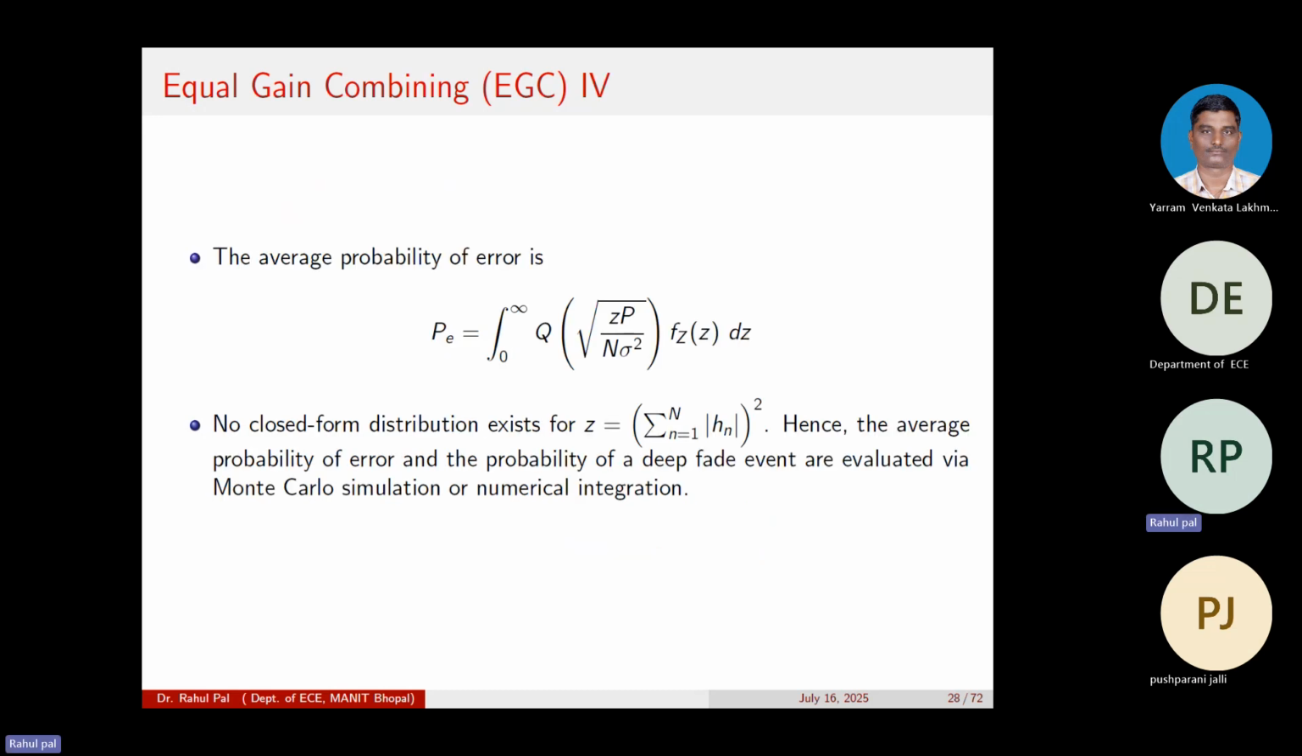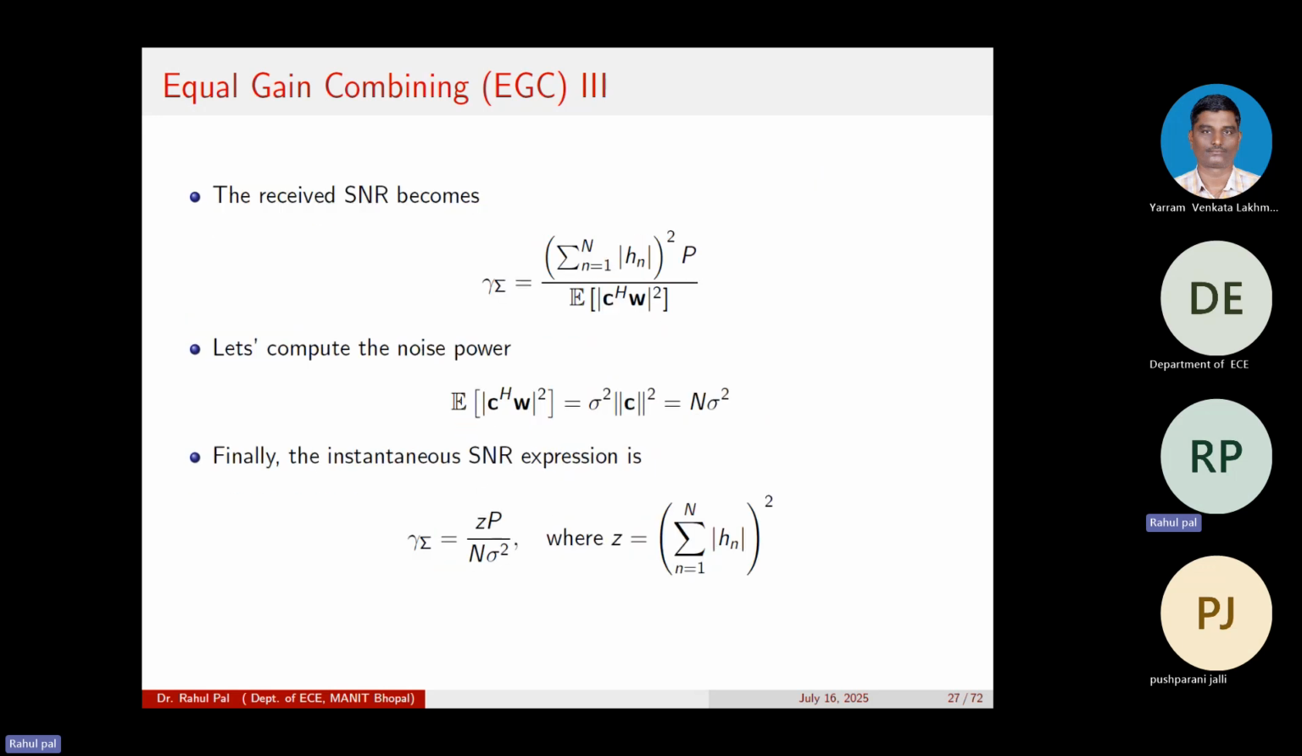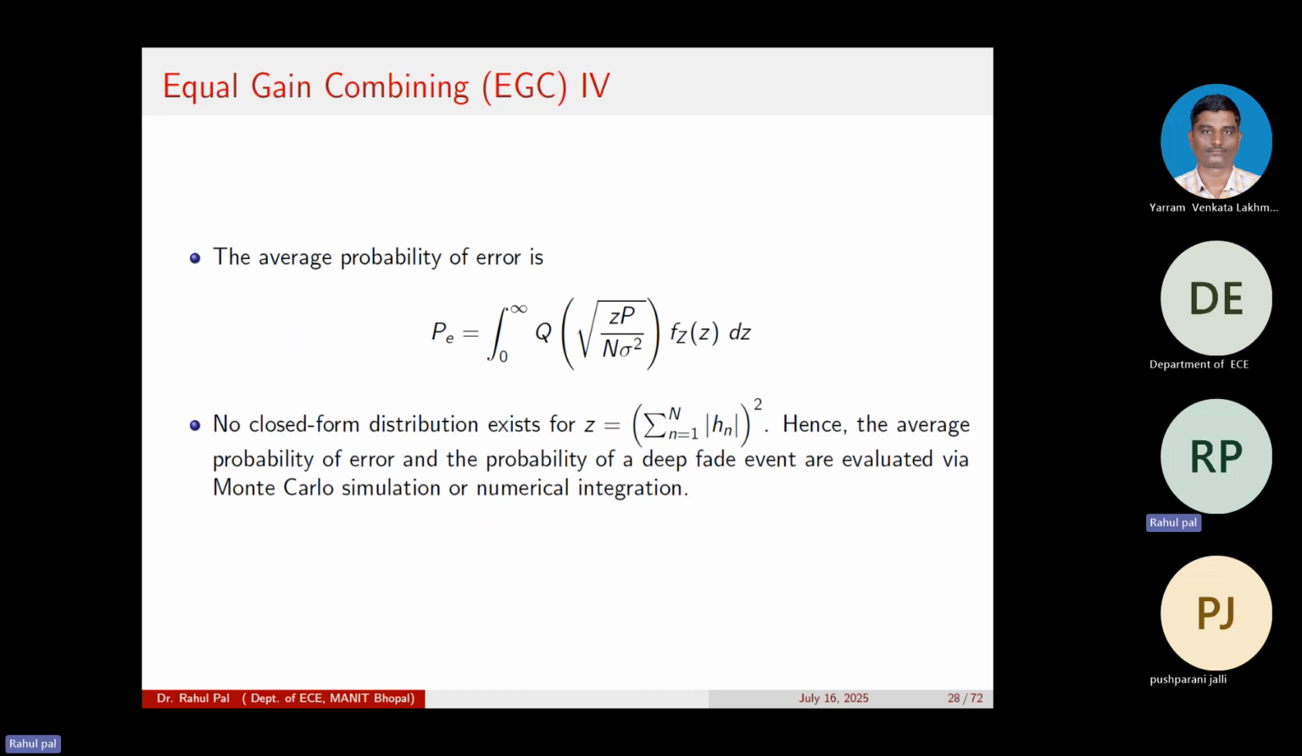Okay. Now we can easily compute the probability of error. You can evaluate this expression with respect to the probability density function of Z. But getting the probability density function of this random variable Z is very difficult. So that's why we cannot analyze the theoretical expression of probability of error for equal gain combining. Then how do we evaluate the probability of error? We can evaluate it using the Monte Carlo simulation and the numerical integration method. So now we can do the code for this one.